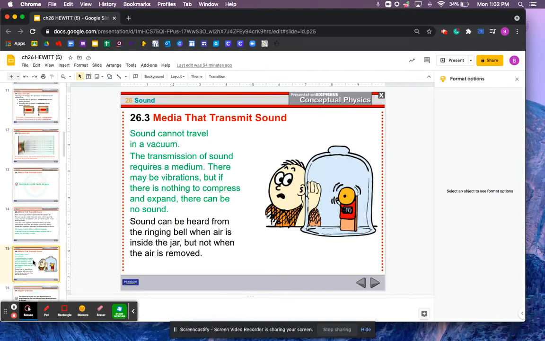Sound, however, cannot travel through a vacuum. If you think of space, space is a vacuum, right? There are no air molecules, no extra matter floating around. Because there are no molecules, sound cannot travel, because sound is just a disturbance of those molecules. If there are no molecules, then there can't be a disturbance. So a transmission of sound requires a medium. There may be vibrations, but if there's nothing to compress or expand, then there can't be sound.